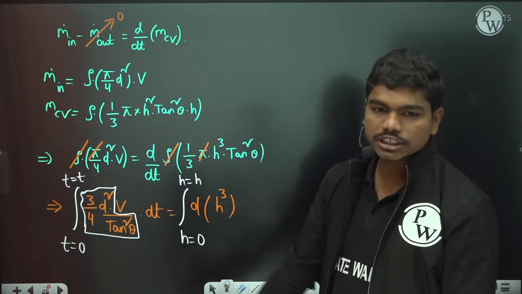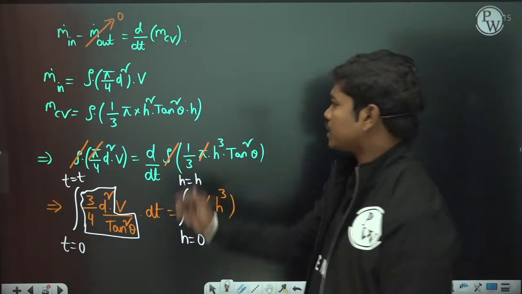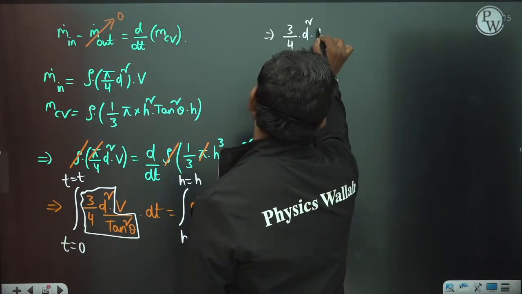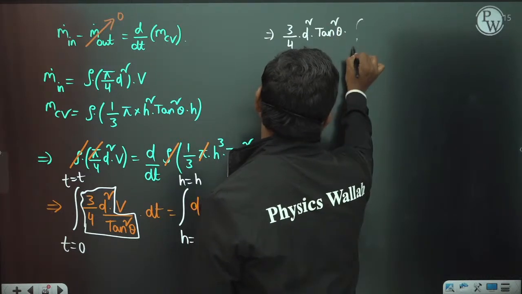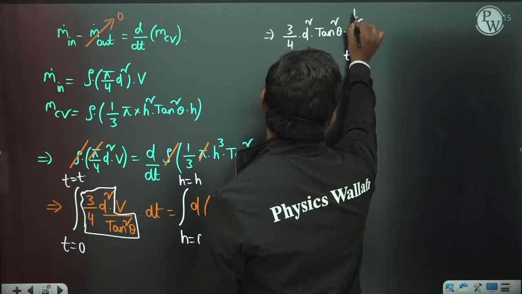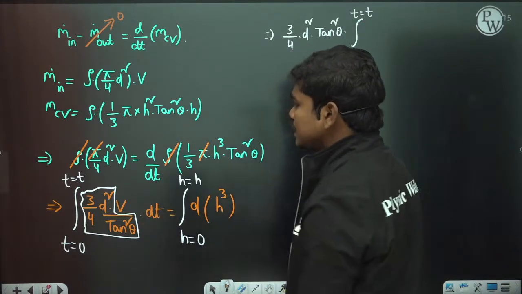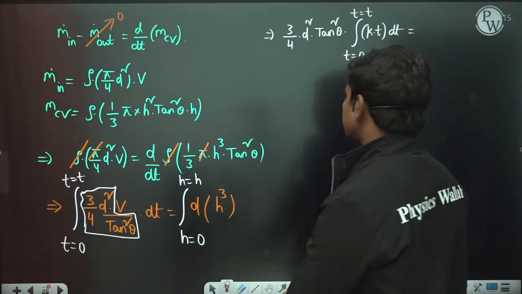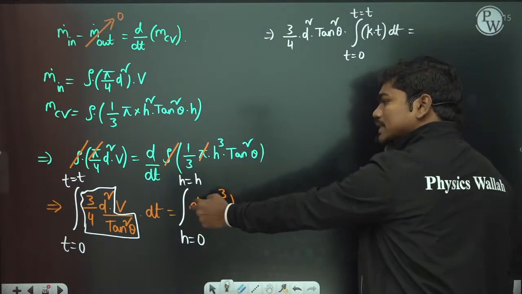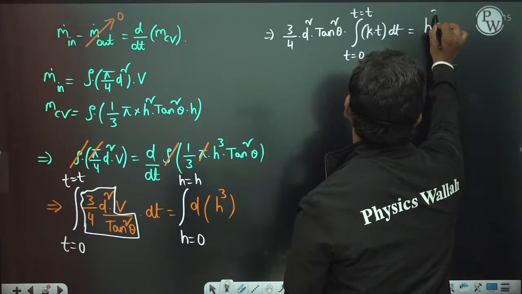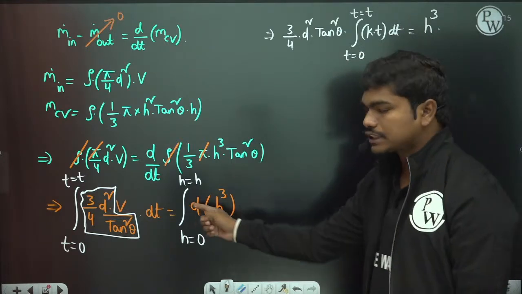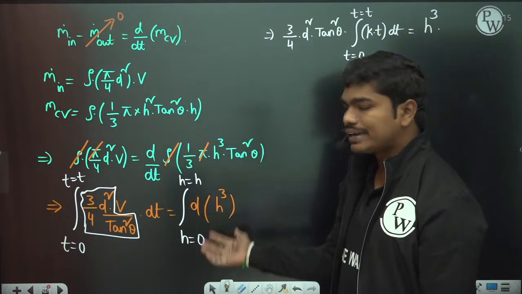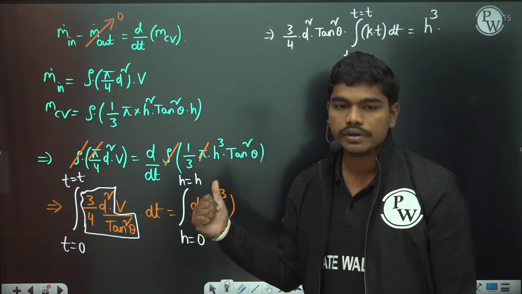Okay, so if you do the integration, this 3/4 d square by tan square theta is constant. So integration t is equal to 0 to t is equal to t, you have velocity. Velocity is nothing but k times of t. Okay, velocity at any time t is given by kt. This is equal to integration of differentiation. Both these are inverse operators, so these things cancel. So the integration will have h cube. That's it. Because integration of differentiation, both are inverse operators. So if you differentiate this, you will get 3h square dh. Again, if you integrate this, you will get h cube. Okay, so substituting limits will give you h cube on the right side.